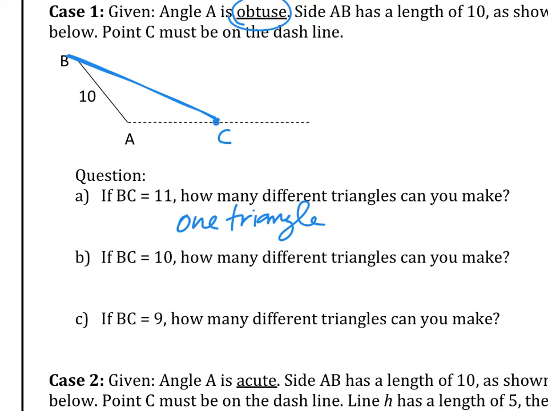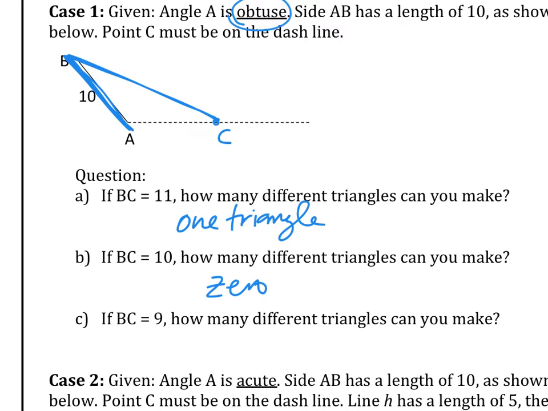Okay. If BC is 10, how many triangles can you make? No, you can't make a triangle. BC is 10, that's the same length, so how can you make a triangle? Oh, it won't reach. It has to reach this side. Okay, so if BC is 10, you cannot make a triangle. It's too short. Or actually, it's impossible. Any of these lengths has to be longer than 10, right? Yes, any of these has to be longer than that AB.